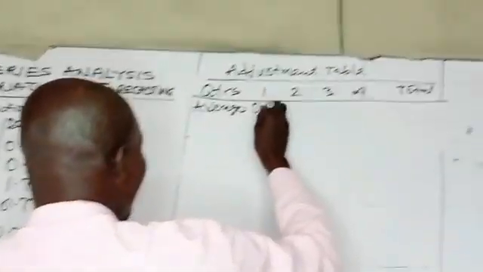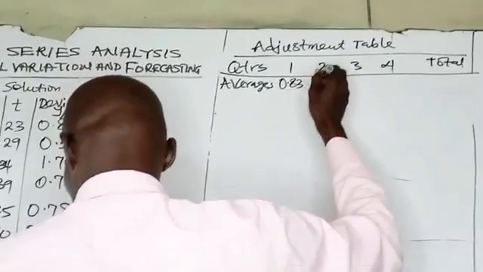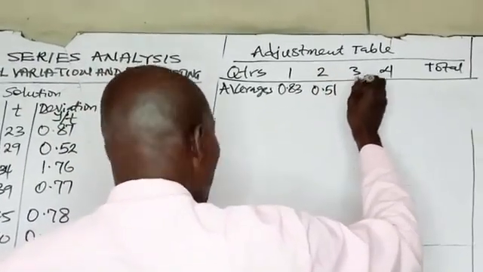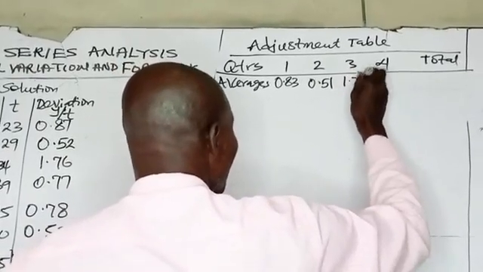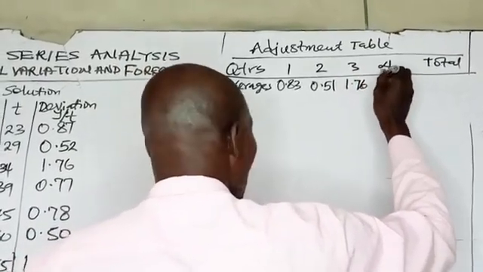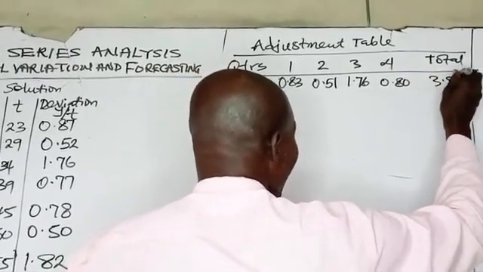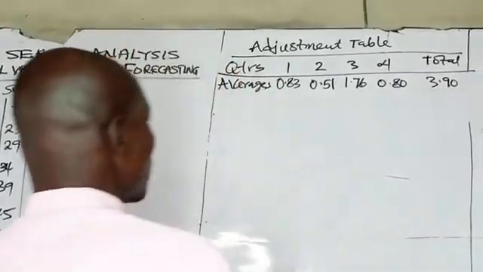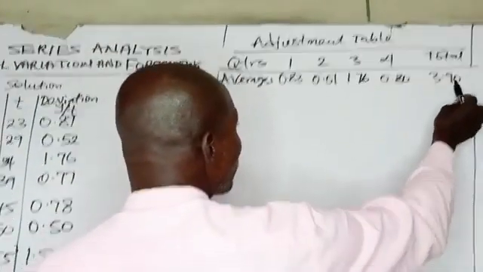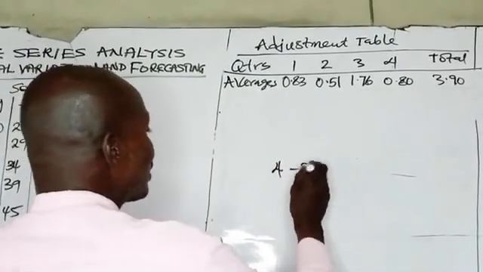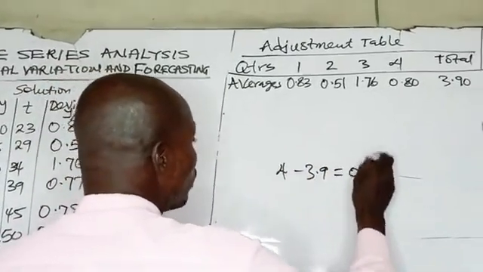So the averages we have are 0.83, 0.51, then 1.76, then 0.80, and 3.990. For this to be equal to 4, if you have 4 minus 3.9, that will be 0.1.